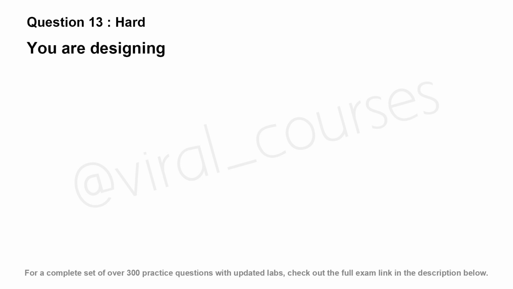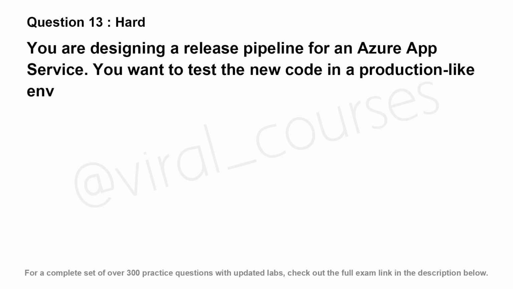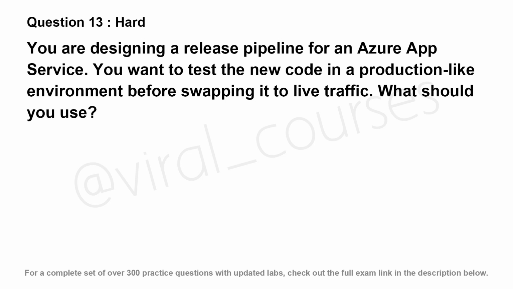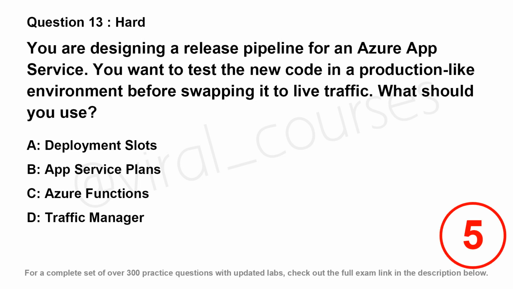You are designing a release pipeline for an Azure App Service. You want to test the new code in a production-like environment before swapping it to live traffic. What should you use? Option A, deployment slots. Option B, App Service plans. Option C, Azure Functions. Option D, Traffic Manager.